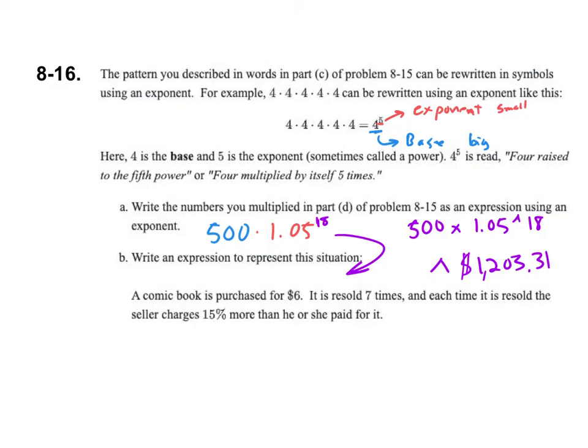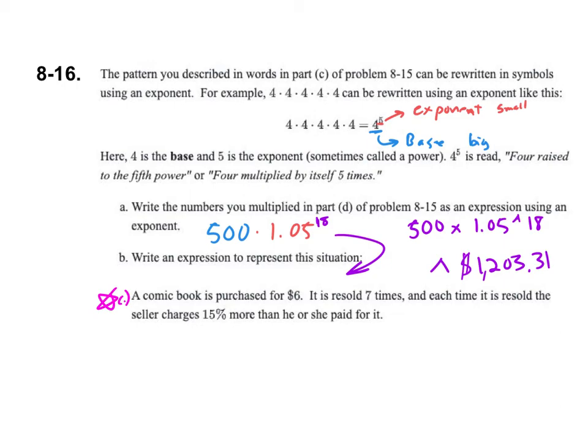Okay? So our very last thing here says this. I'm going to label this as part C. A comic book is purchased for $6. It is resold 7 times, and each time it's resold, the seller charges 15% more than he or she paid for it. So, how could we rewrite this? Well, thinking back to our previous problem with Mariana. In fact, I'm going to give you a second to think about this. How would you rewrite this and find out how much this is going to be without multiplying 7 times by using an exponent? So take a second to think about that. All right, here we go.